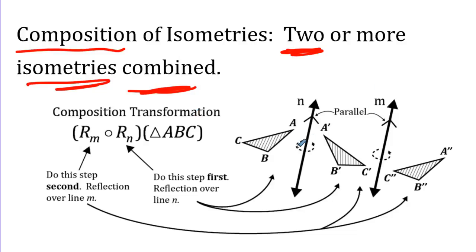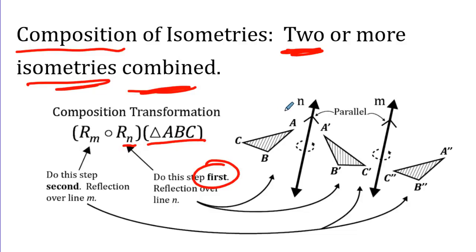It's not that bad. Here's the big thing that you need to know, though, is that this is kind of backwards when you read it. So what you want to do is start with the innermost one first. So this is the reflection over M with the composition of the reflection over line N. So this is the one you start with first. Reflection over line N. That's the first one of triangle ABC.